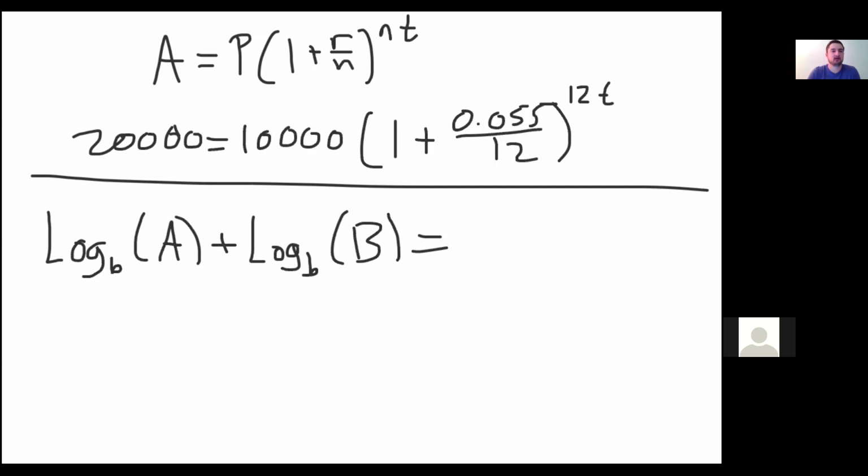Okay, first one is if I'm adding 2 logs, there is a way that I can combine them together. So if you watch the videos, you should know this one. How is this combined together? This becomes log base b of what?